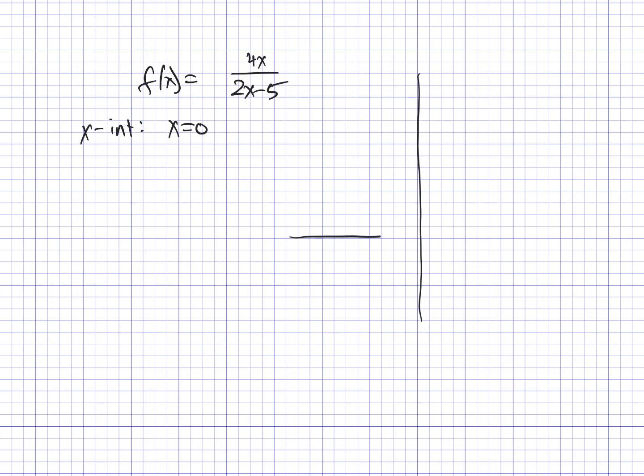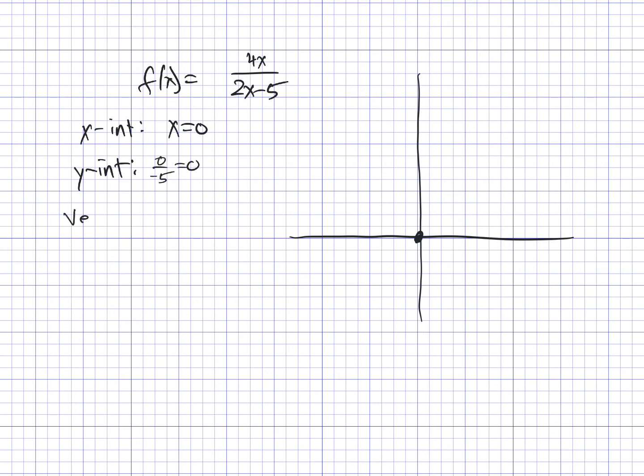All right, let's graph this problem. F of x equals 4x over 2x minus 5. Go. All right, here we go. X-intercept is x equals 0. That's also our y-intercept if it's at the origin. Y-intercept, you have 0 over -5, which is 0.